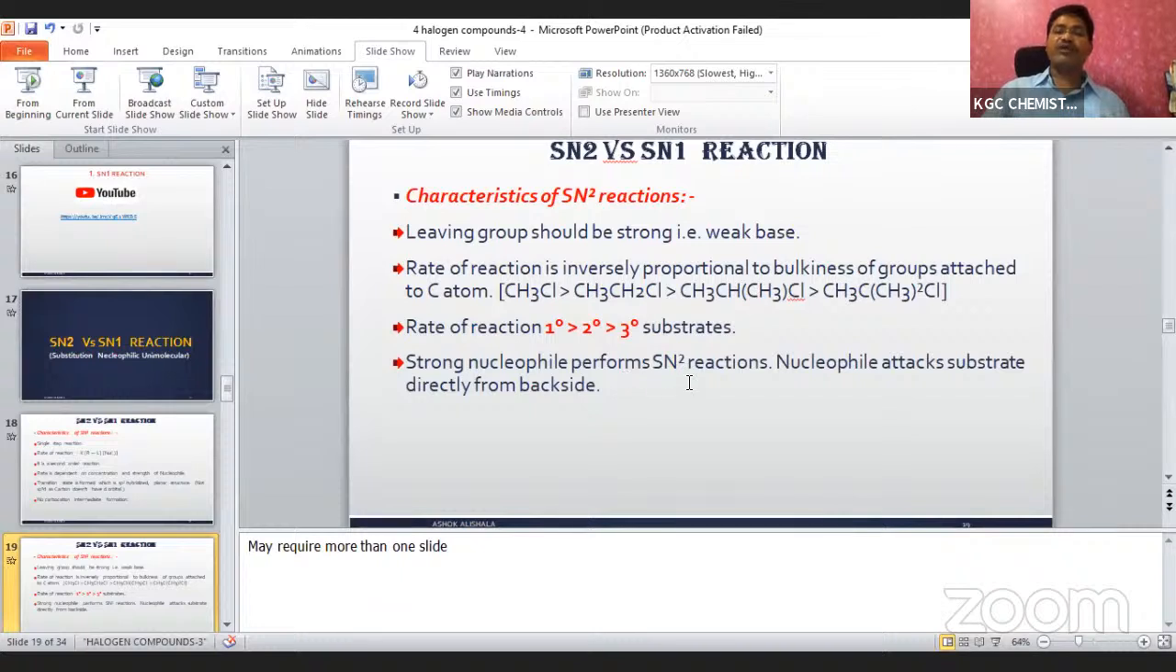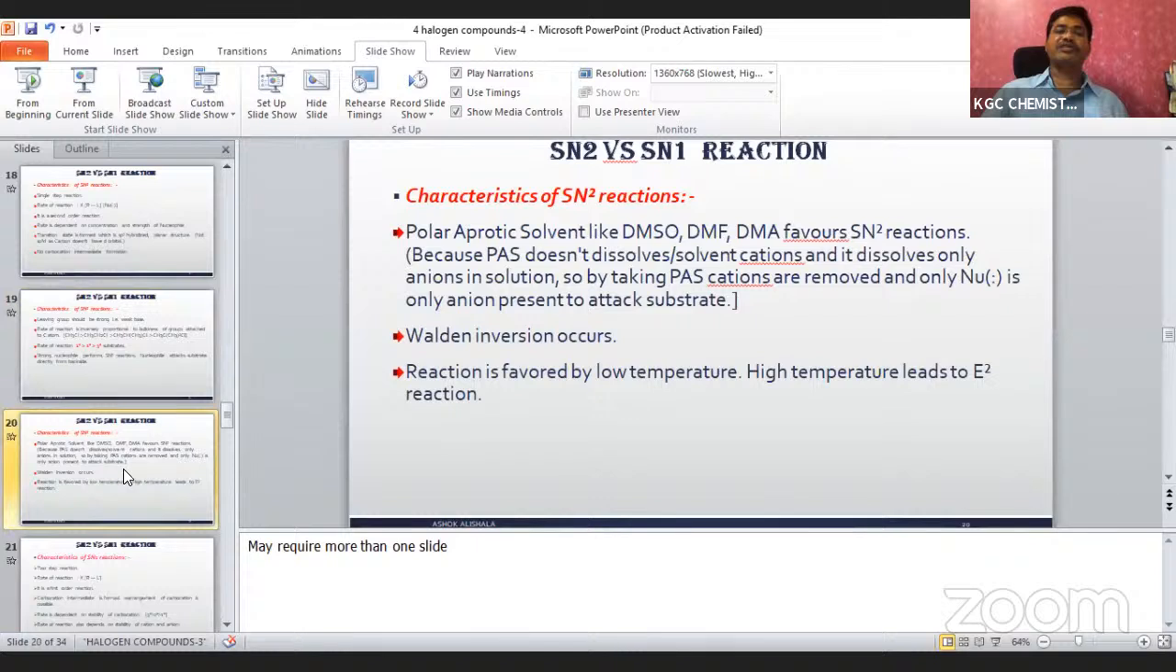A strong nucleophile performs SN2 reactions. The nucleophile attacks the substrate directly from the backside. That's why you observe what is called Walden inversion.